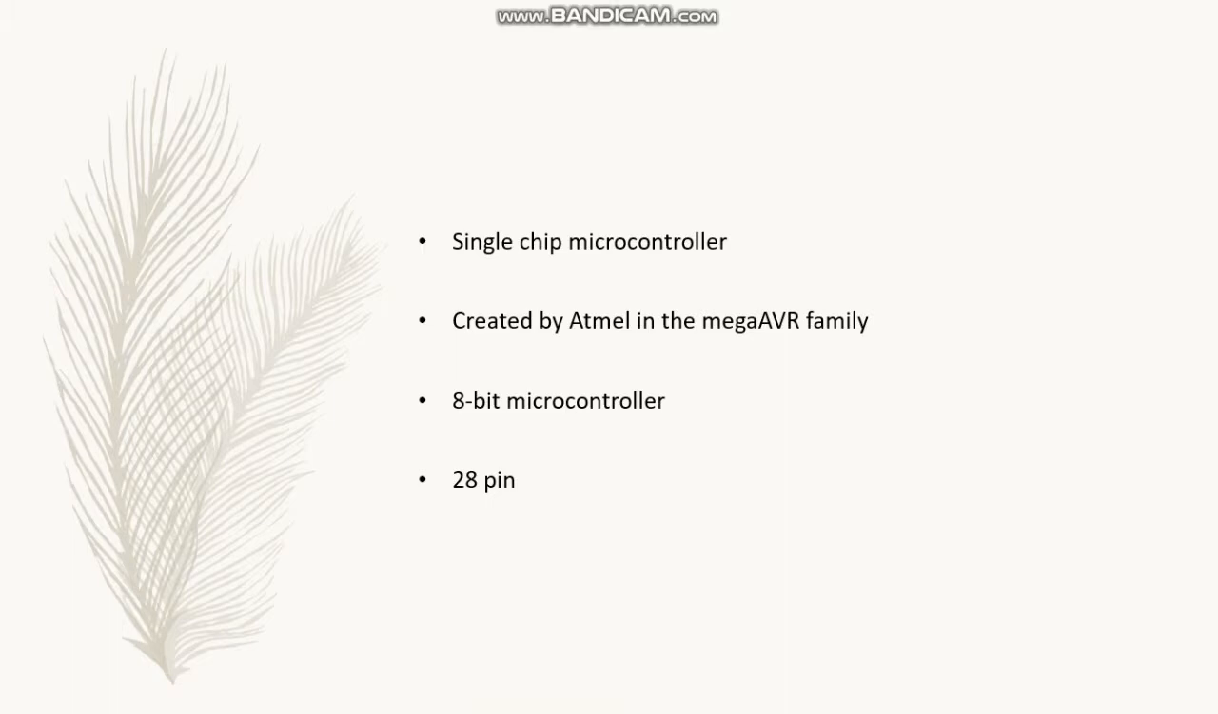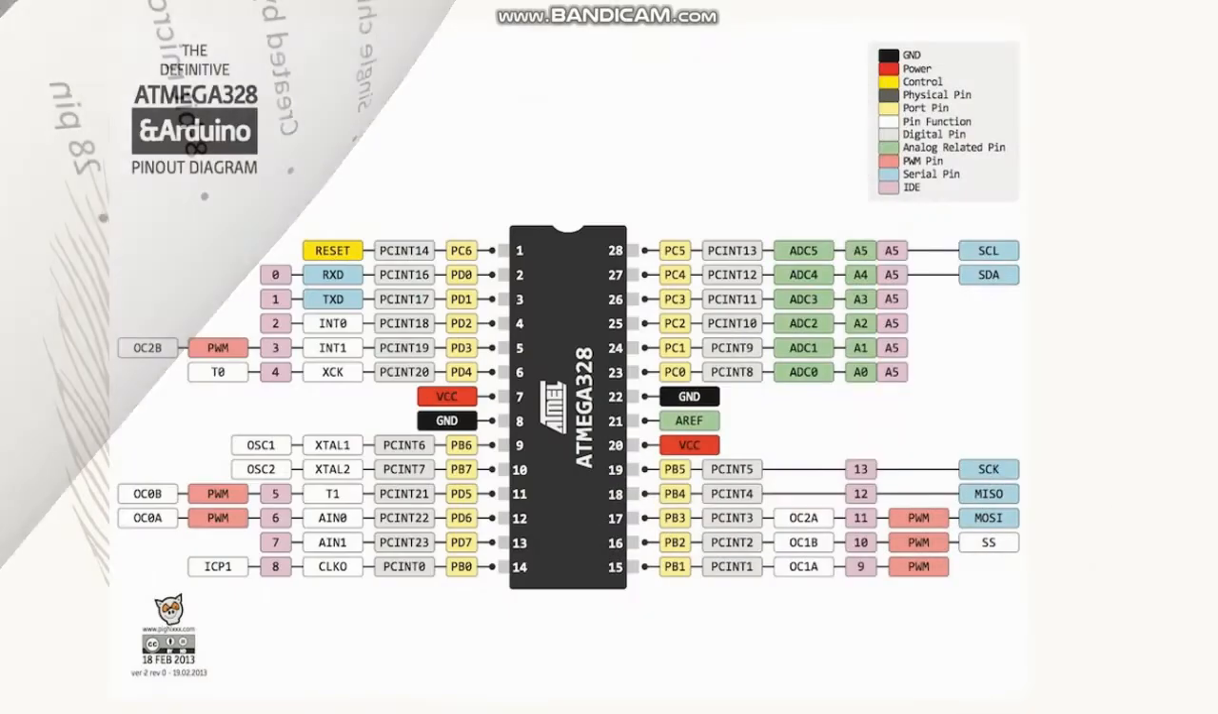This is the ATmega328P pin out diagram. We can see all the pin labels of the ATmega328P.